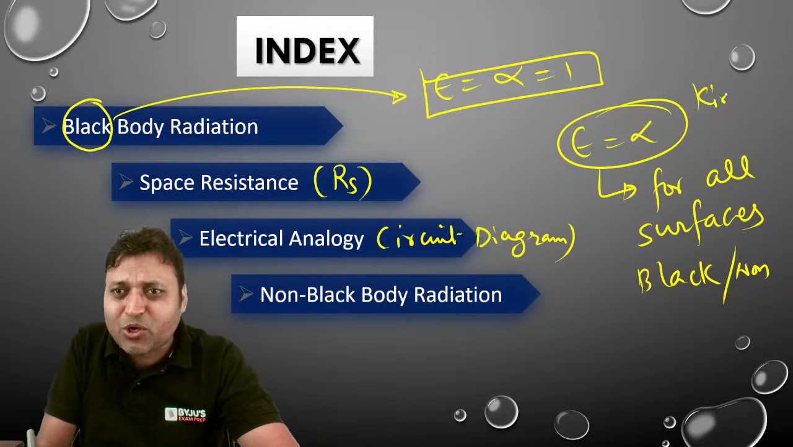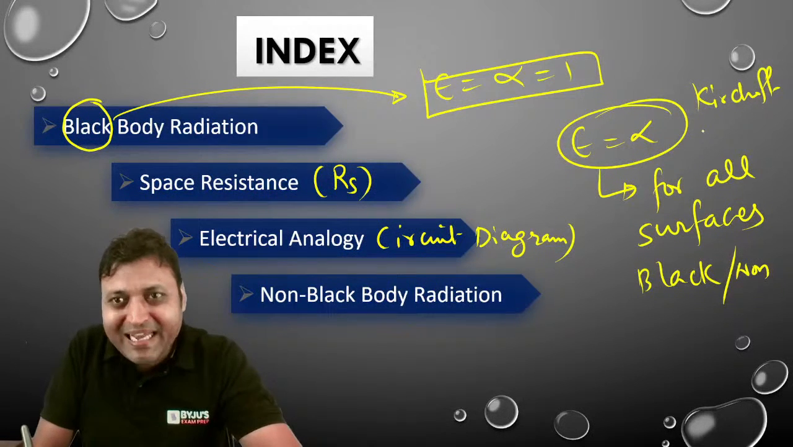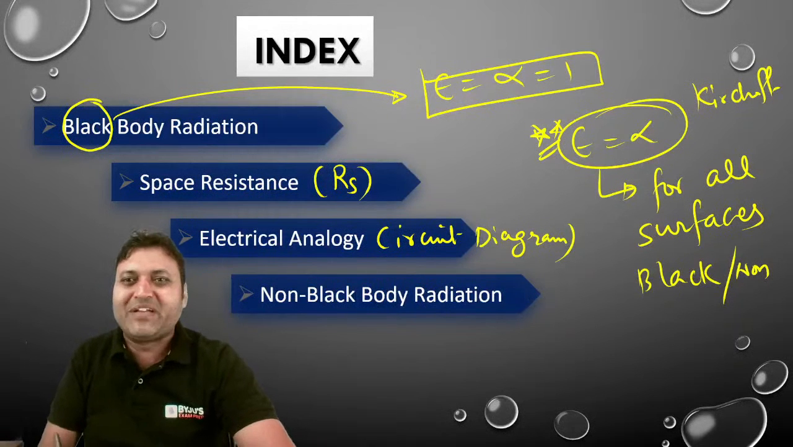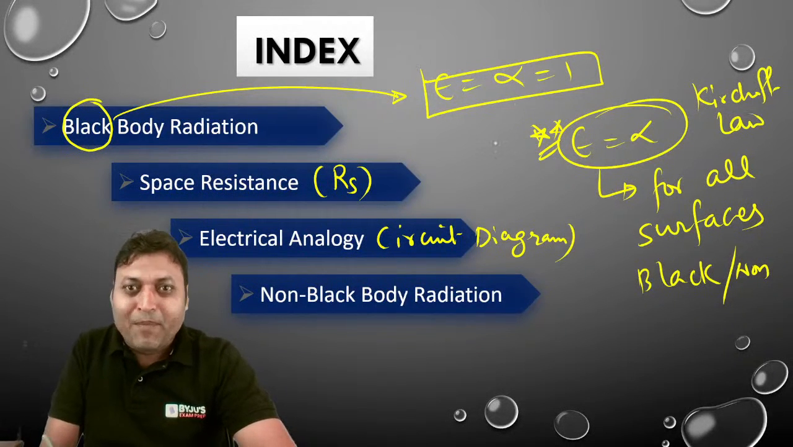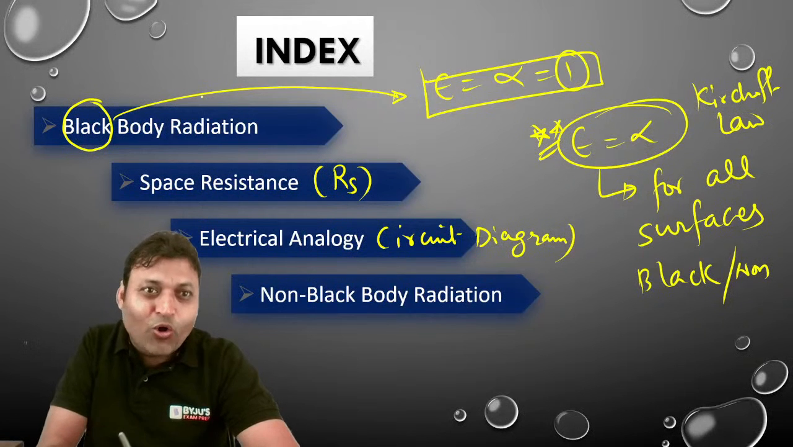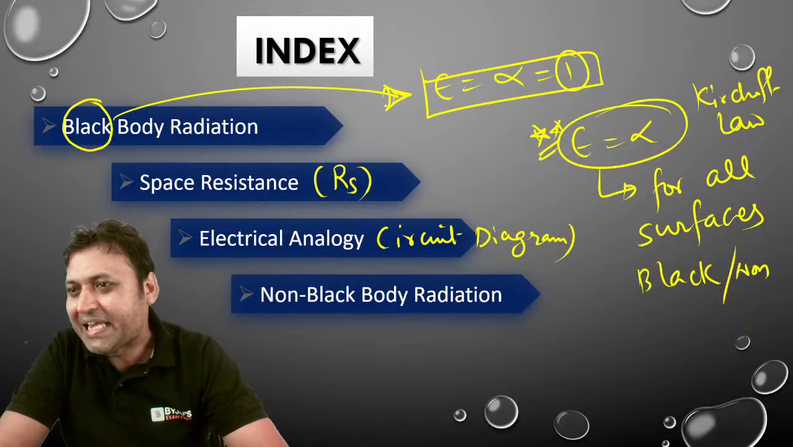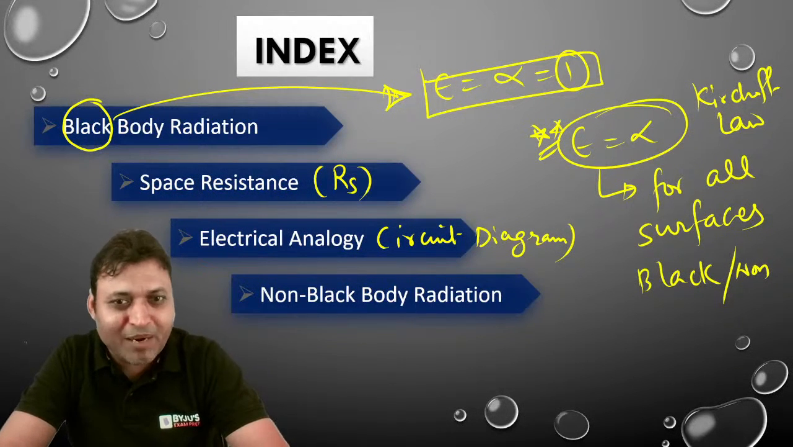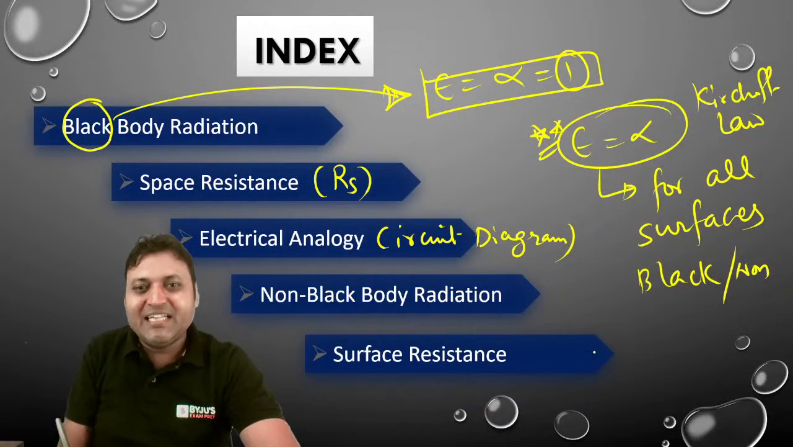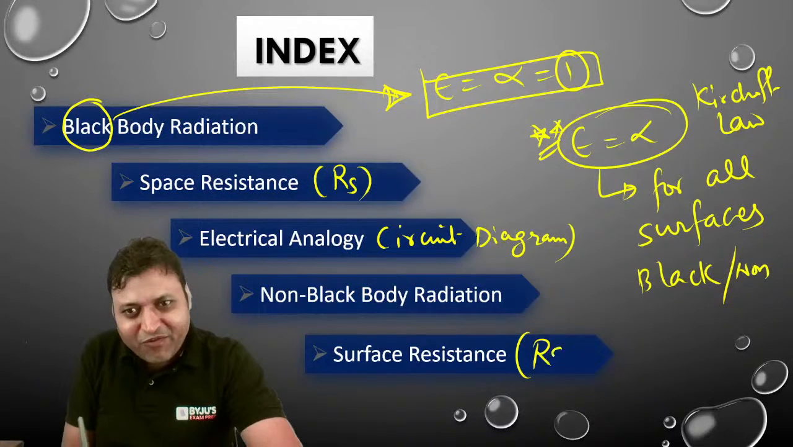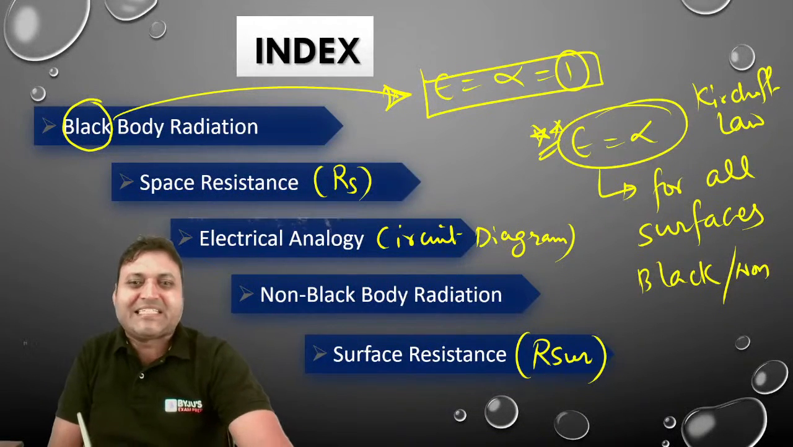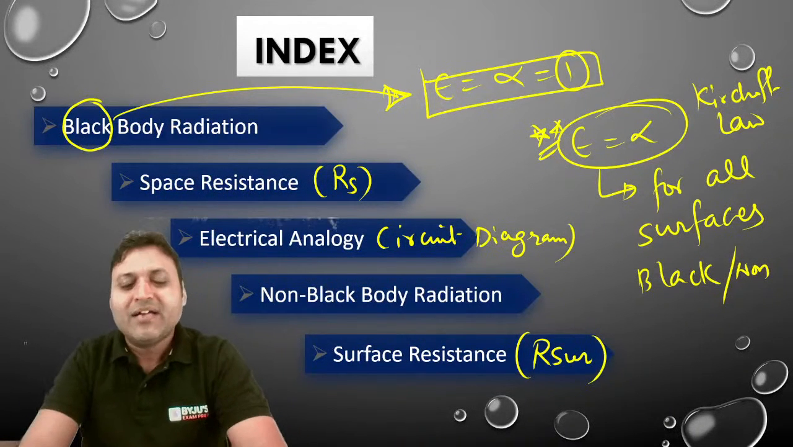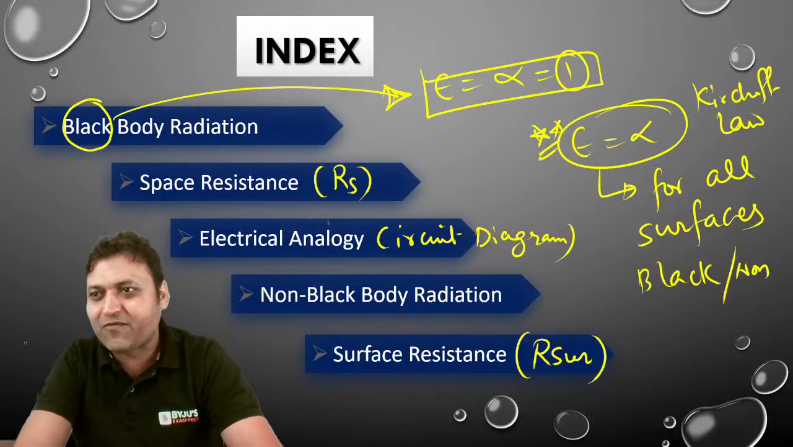That is called Kirchhoff's law of radiation. The only condition for applying Kirchhoff's law is that the body should be in thermal equilibrium with its environment. But the value is equal to 1 only when the body is a black body. Is this clear? Then we will talk about the analysis of non-black body radiation, during which we will define another resistance called surface resistance. This will be our agenda for today's session.